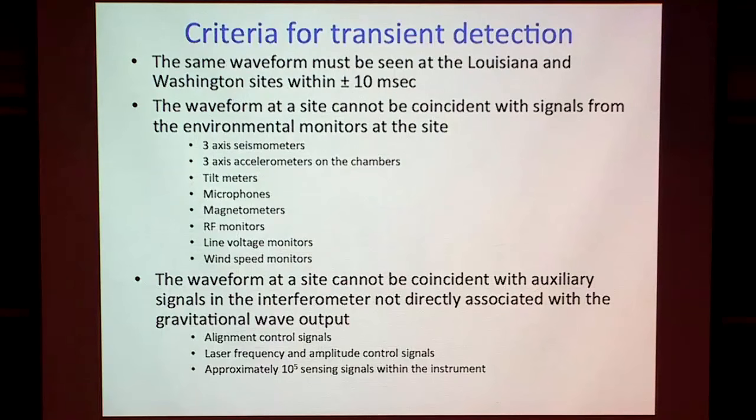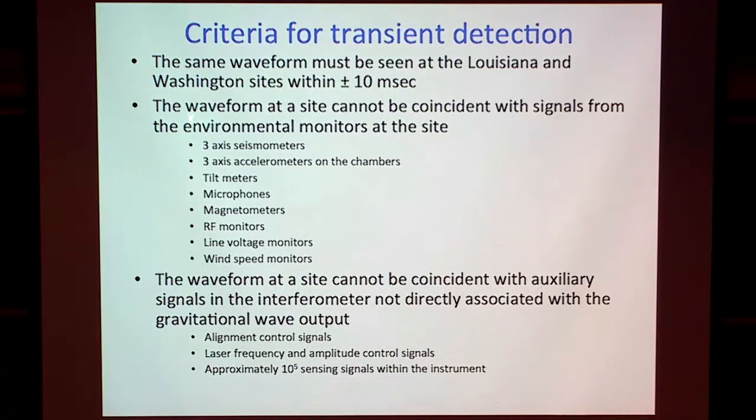Okay. So now let's get on to the discovery. Here are the conditions that we imposed on ourselves, and were part of the experiment design. You have to have the same waveform seen at both Louisiana and Washington within 10 milliseconds of each other. In other words, we believe the velocity of propagation is the velocity of light. It could be coming from any direction, so you have to give yourself the slop of plus and minus the velocity of light time, and that's it. We'll see in a minute that the time difference between the two signals was about 7 milliseconds. Associated with the fact that you have two detectors seeing the same waveform, which is absolutely critical.